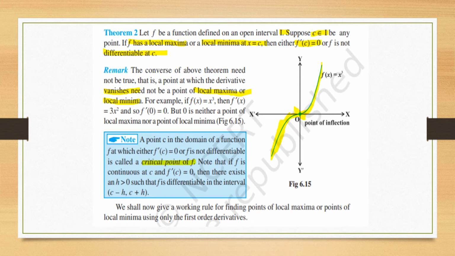A critical point is that point at which the derivative vanishes or becomes 0. If f is continuous at c and f dash c is equal to 0, then there exists a point h greater than 0 such that f is differentiable in the interval c minus h to c plus h. Okay, so this is all clear from the previous definition also.